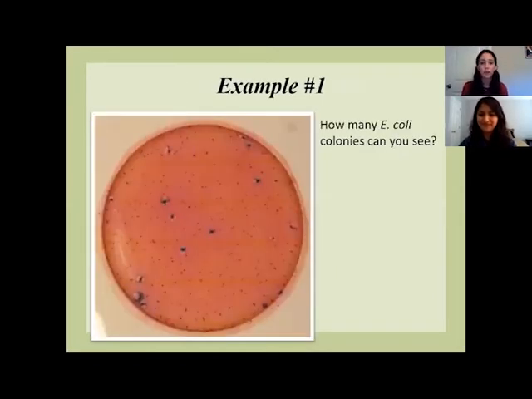Now we're going to go through and see if you can figure out how many E. coli colonies are on each of these. We've got a poll up, so please vote for how many E. coli colonies you can count. And remember, it's blue with entrapped gas bubbles around them. Blue. Bubbles.